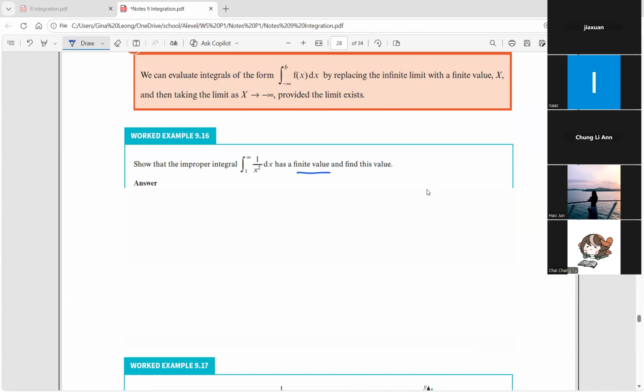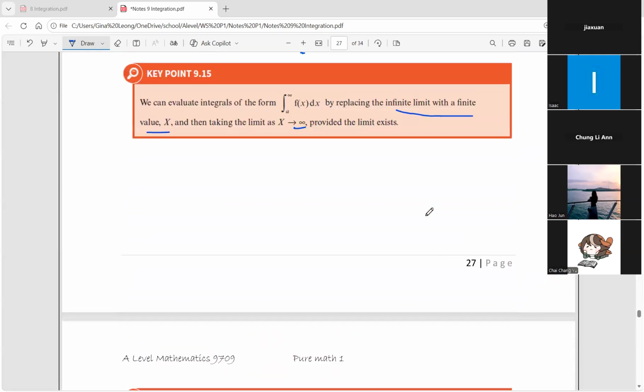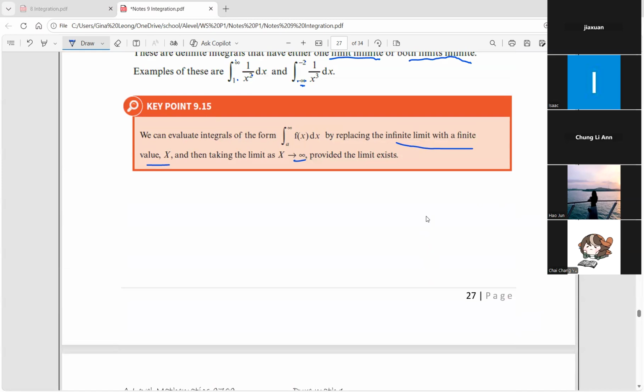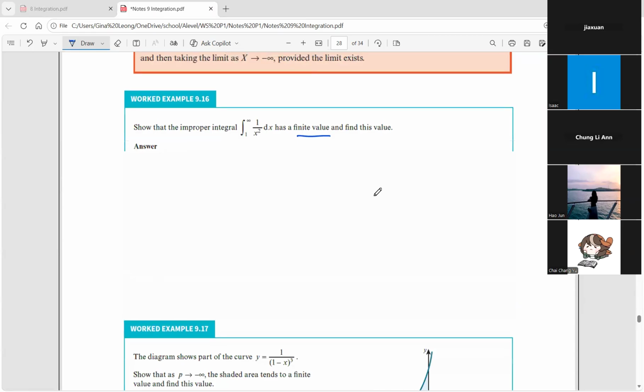Now he will ask you to show that the integral from 1 to infinity of 1 over x squared dx has a finite value. Finite value means it is a value, like 1, 2, 3, 4, 5. When he says it is the infinite limit, he will give you the infinity. So this is what he tried to set. When you replace the infinite limit, you will get the value out. This is what he tried to tell you. Finite value means it will come out as a value. So we try to do it now.